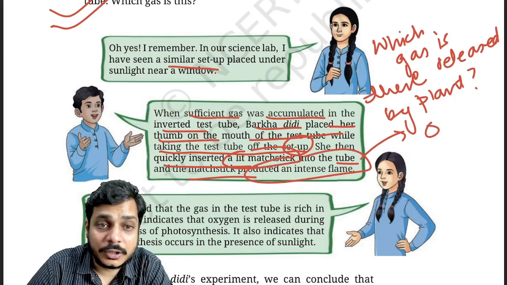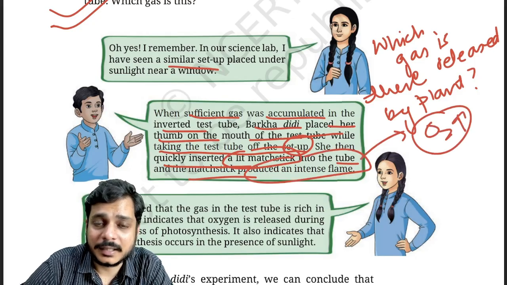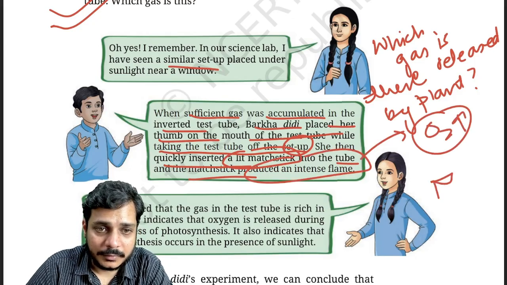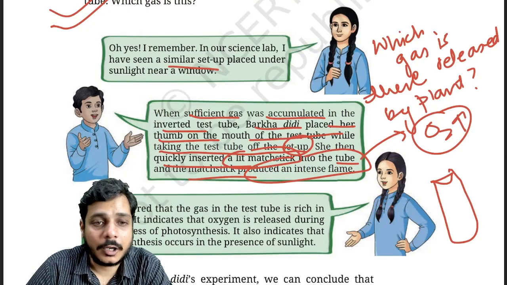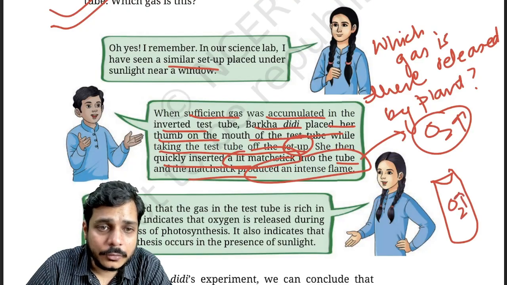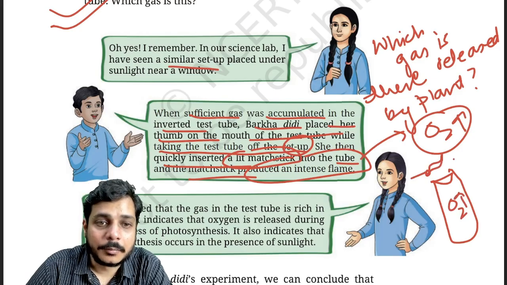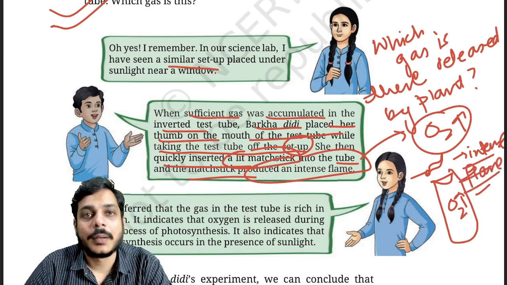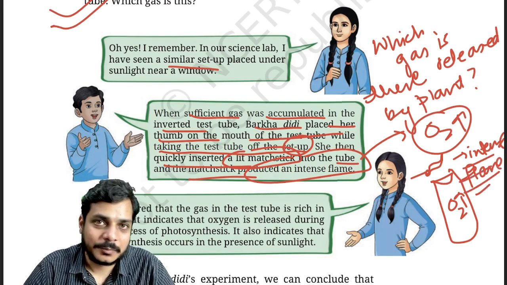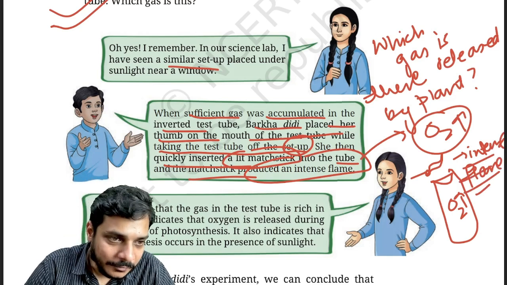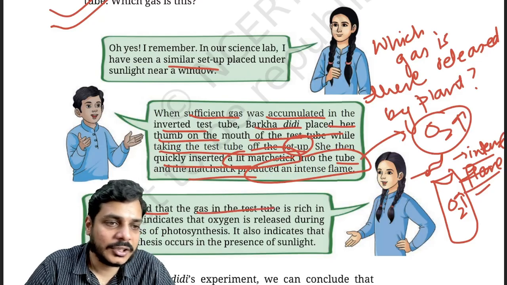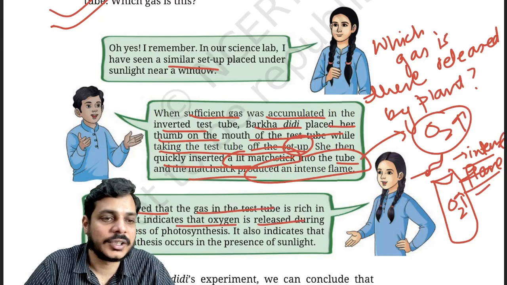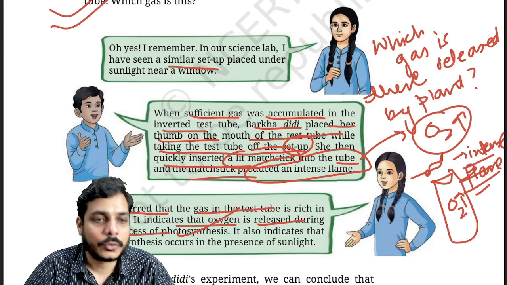So you see that if oxygen is present in the gas in the test tube that we are talking about, if a lot of oxygen is present, and if you put in a lighted matchstick, it will burst into an intense flame. That is what was observed. This means that plants actually give out oxygen. They release oxygen. Okay, so the inference is that the gas in the test tube is rich in oxygen, and it indicates that oxygen is released during the process of photosynthesis.